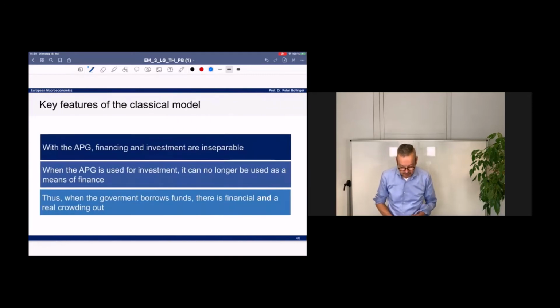The key features of the classical model. Due to the assumption of the all-purpose good, financing and investment are inseparable. And when the all-purpose good is used for investment, it can no longer be used as a means of finance. That means when the government borrows funds, the funds are then used by the government and they are no longer available for investment. And so we have in this classical model always a real and a financial crowding out. Real and financial is due to the fact that in this classical model, real is financial.